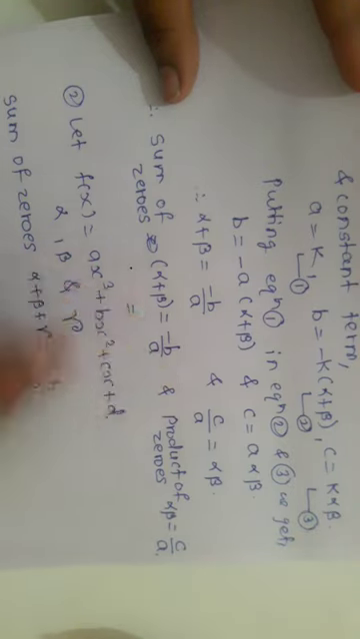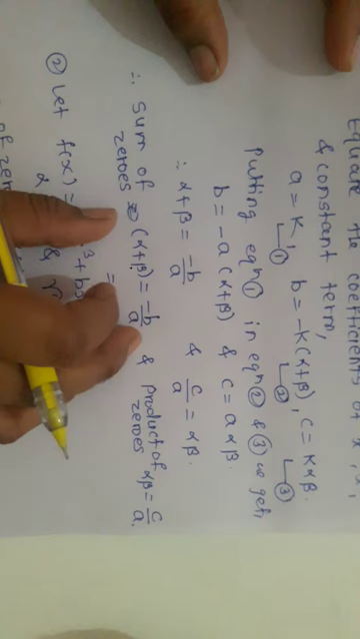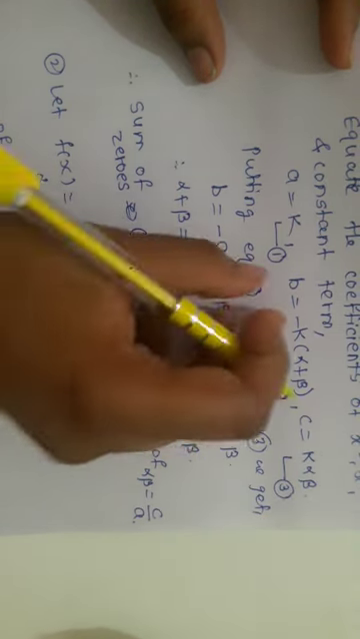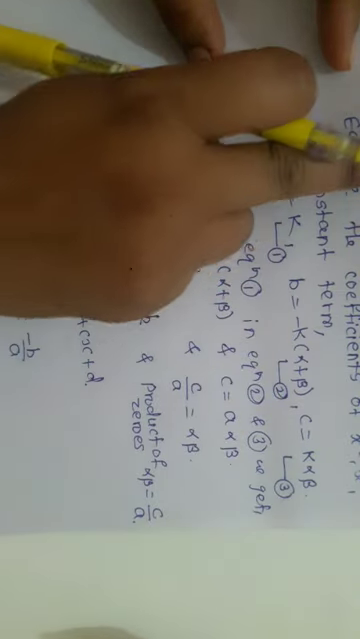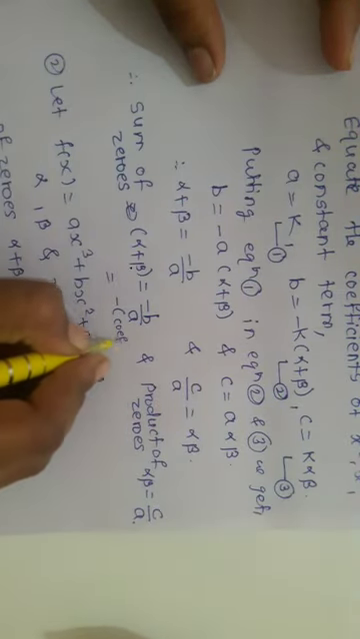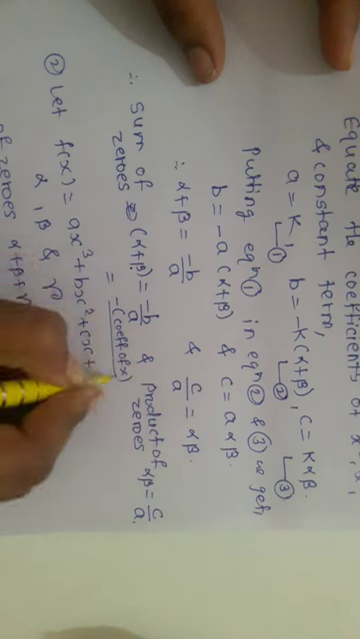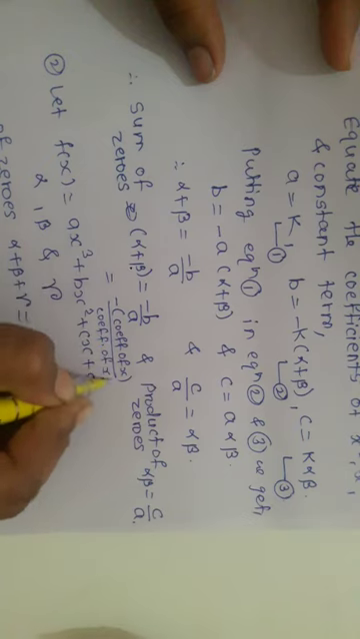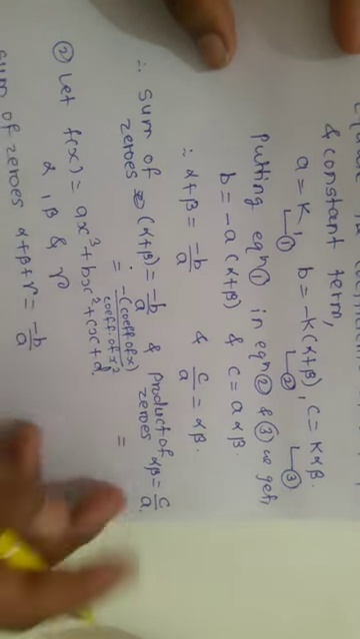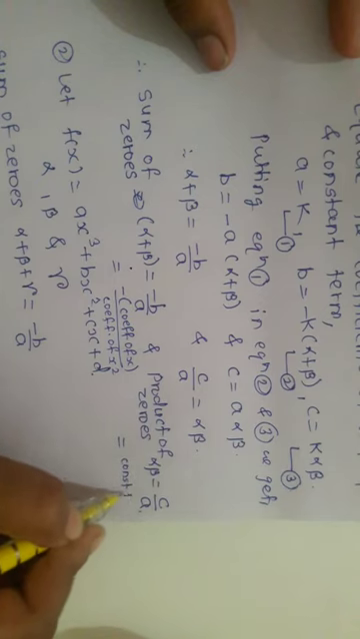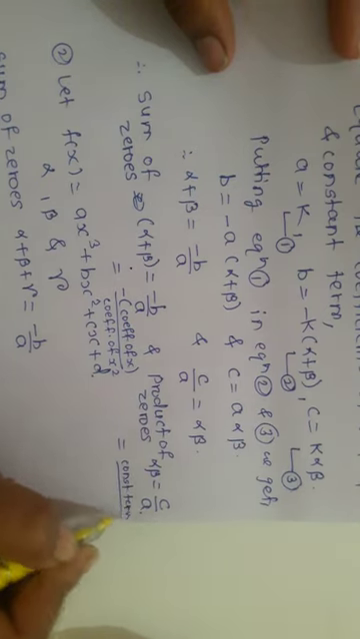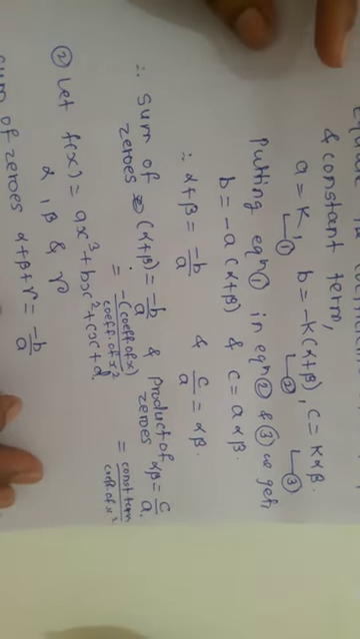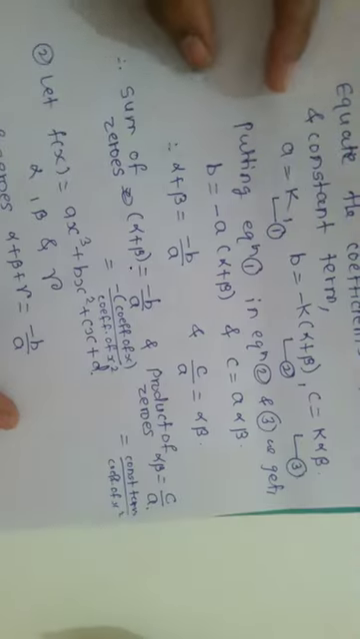In the above quadratic polynomial we can write minus b upon a as minus of coefficient of x upon coefficient of x square. Here b means what? Coefficient of x. And a means what? Coefficient of x square. Again c means what? Constant term, and again a means coefficient of x square. So when you are solving questions, write it down like this.